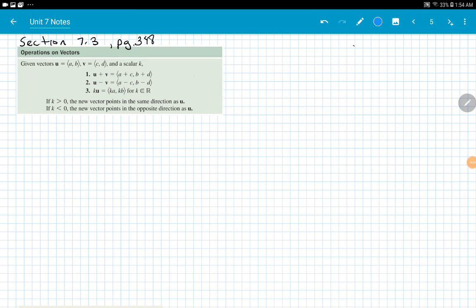Okay, let's move on to operations on vectors. So we have three basic operations listed on page 348: addition, subtraction, and also multiplication. So let's see how to apply these. Let's look at an example.